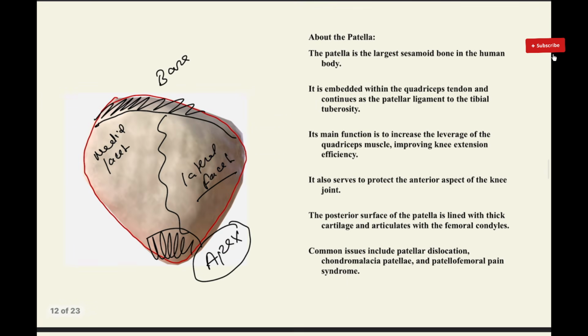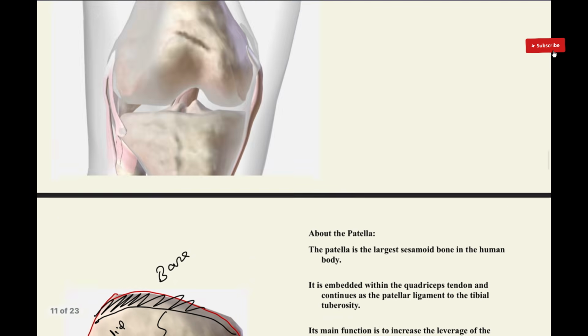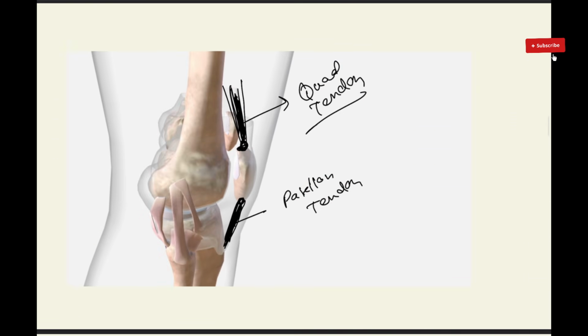Now the third point says that its main function is to increase the leverage of the quadriceps muscle so that it can function properly and improve knee extension efficiency. So it helps in knee extension. While moving upward and downward, it allows flexion and extension. It also serves to protect the anterior aspect of the knee joint. So any force coming from this direction, as a bony component, the patella is very strong, so it also protects the knee joint.